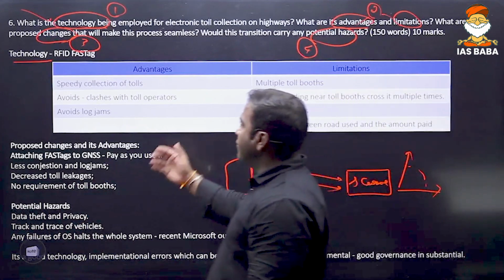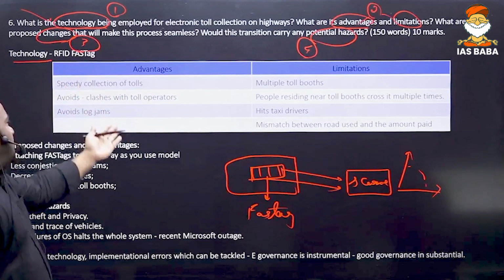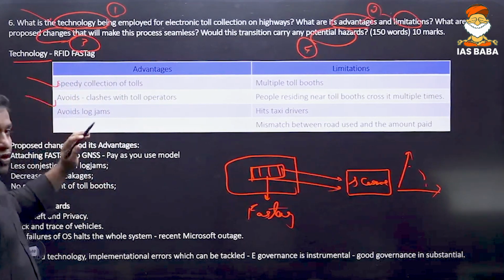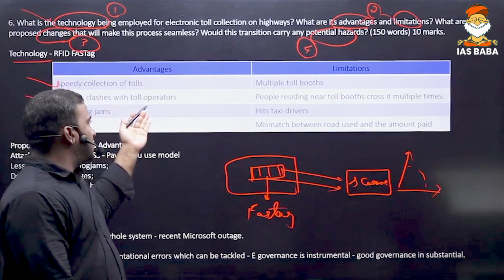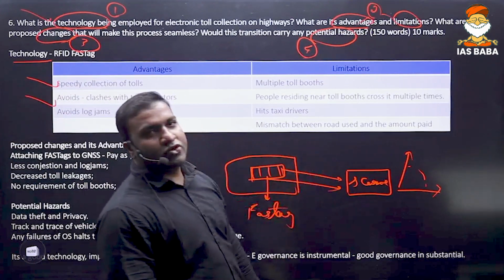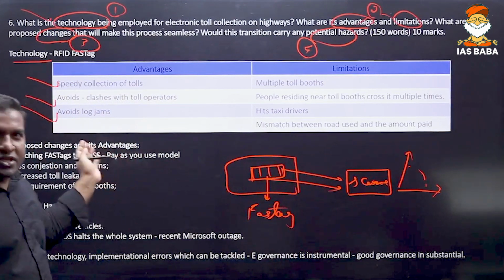Yes, now say what are the advantages and limitations. Simple advantages: speedy collection of toll, avoids clashes with the toll operators. Many times there are incidents where the vehicle owners hit the toll booth operators, such inhuman incidents. Avoids log jams in the roads.